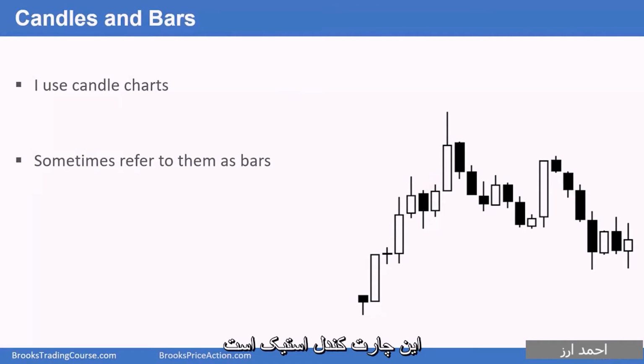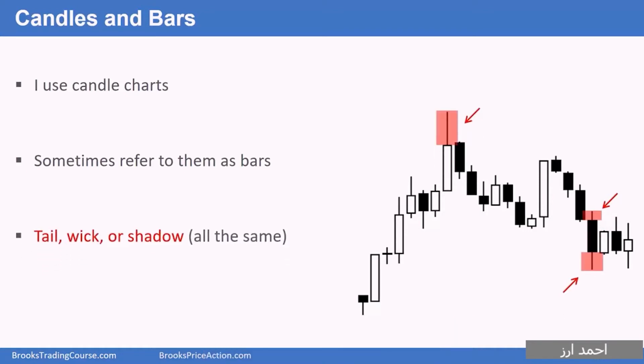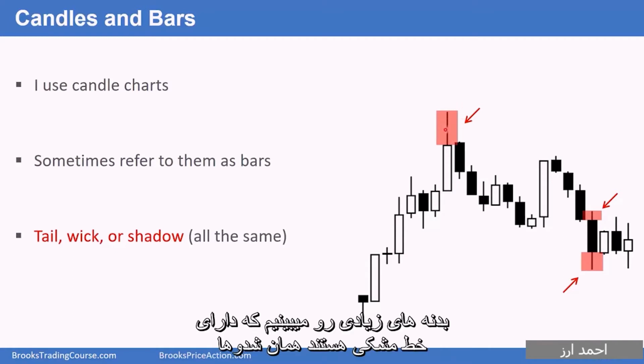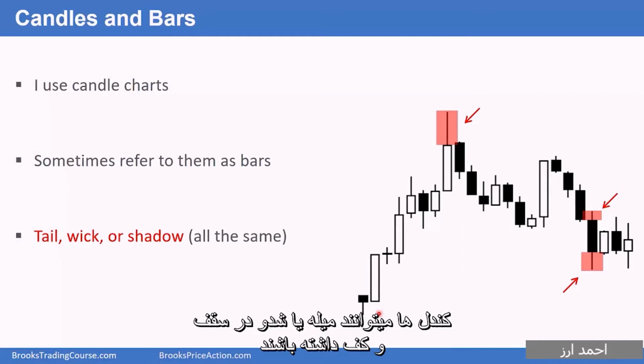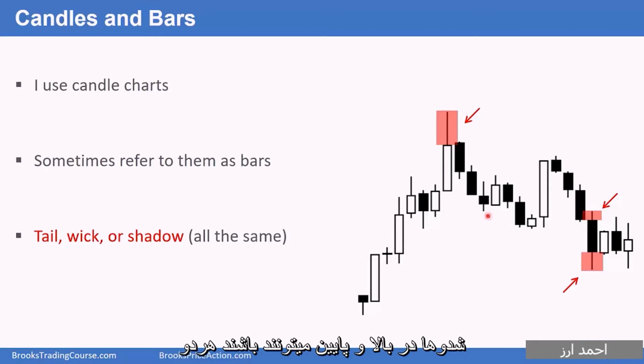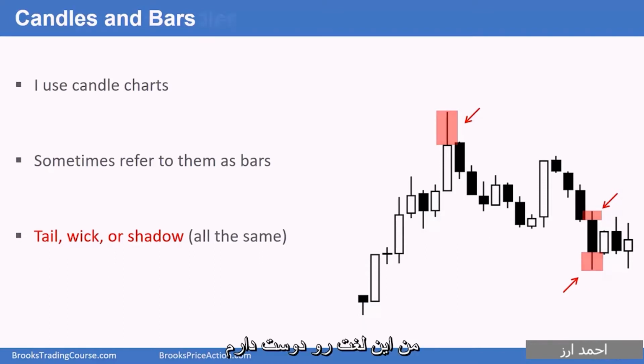This type of chart is a candle chart. I sometimes refer to each candle as a bar instead of a candle. And you'll see on a lot of the bars, there's a black line on top. Sometimes there's a black line on the bottom. White bars can have black lines on the bottom or on top. Black bars can have them on top and bottom too. I usually refer to those black lines as tails. Other people refer to them as wicks or shadows. It doesn't matter. I just like the word tail.